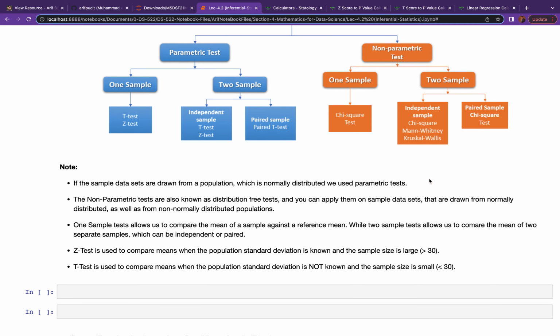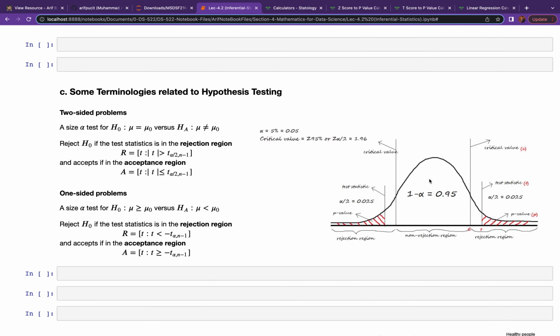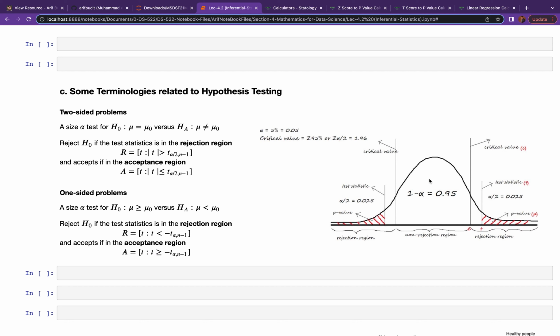Okay, anyway, let's keep things simple for the time being. Let's move ahead and talk about some important terminologies related to hypothesis testing.